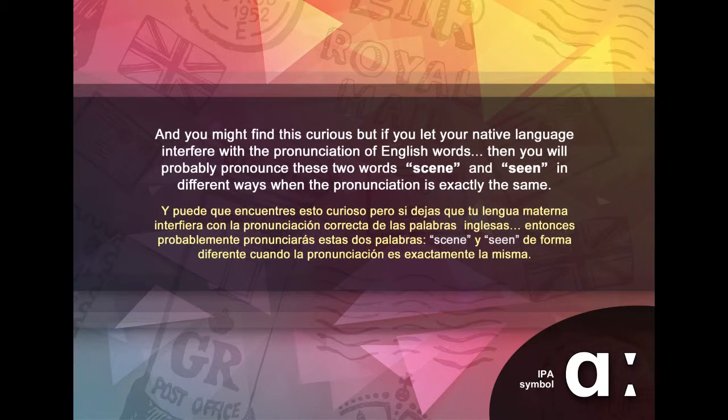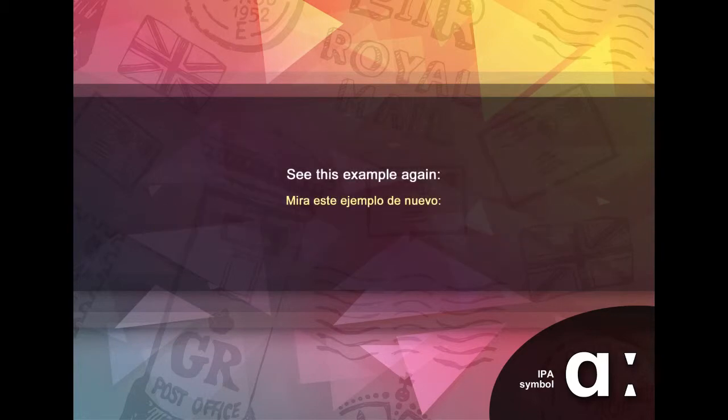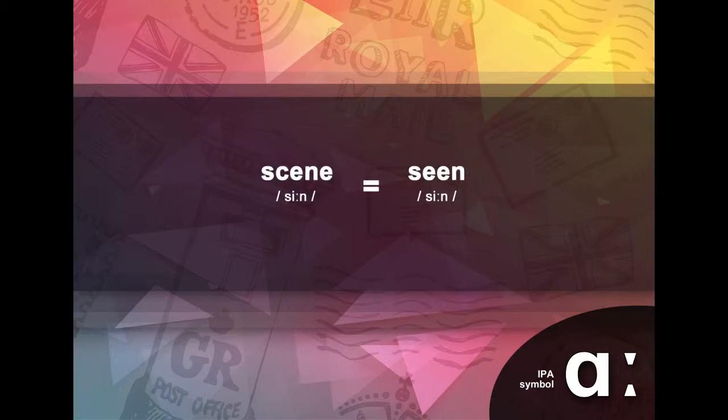And you might find this curious, but if you let your native language interfere with the pronunciation of English words, then you will probably pronounce these two words, seen and seen, in different ways when the pronunciation is exactly the same. See this example again. Seen, seen.